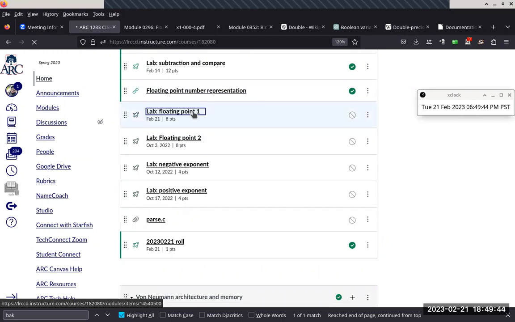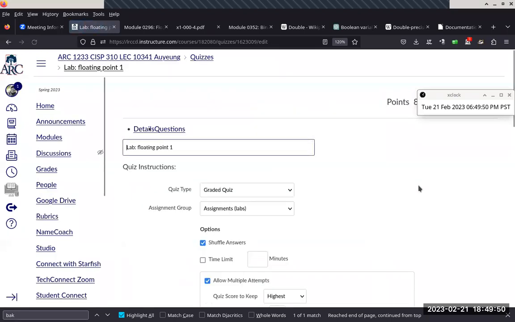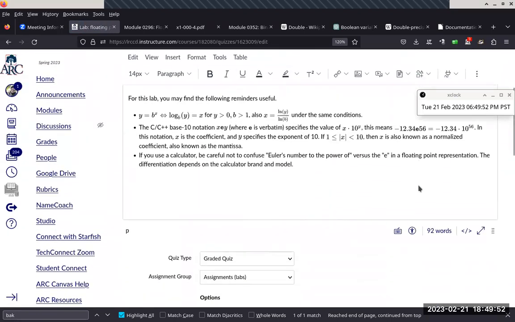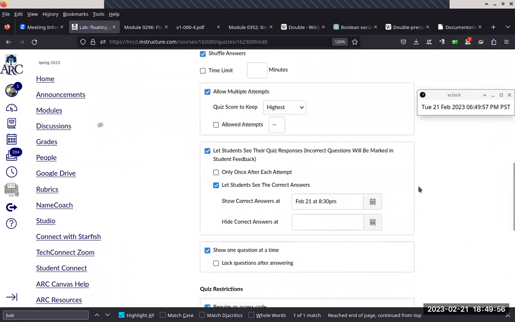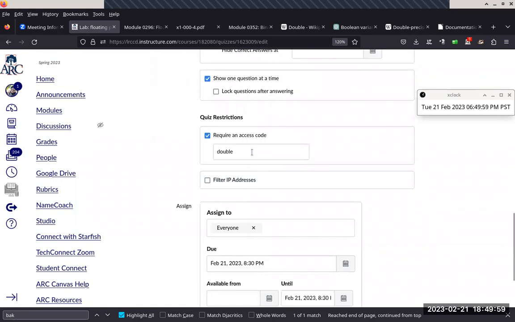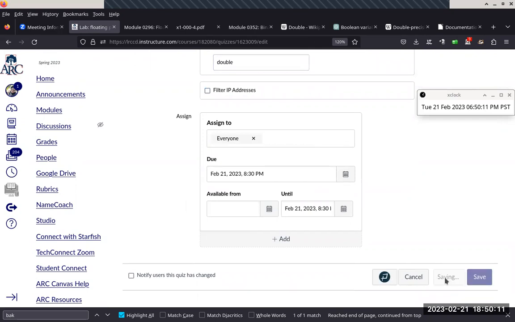So this is for floating point 1. I think I got everything adjusted already. And also read the instructions. The instructions was here, because I wanted to remind people of log and how to do stuff like that. The access code is double again. Yes, it is double. So I'll go ahead and save and publish. You should be able to get into the lab as soon as you get to the lab.